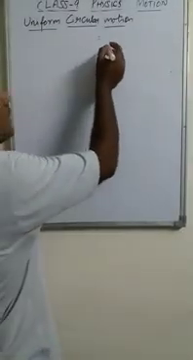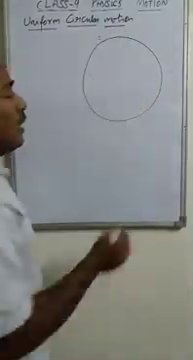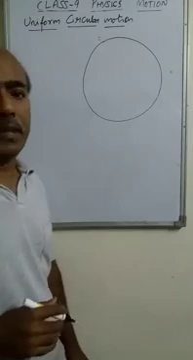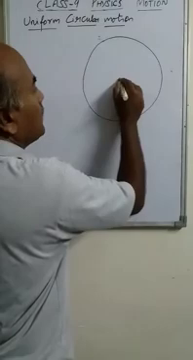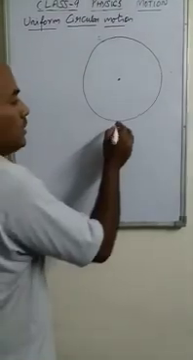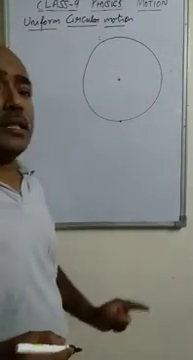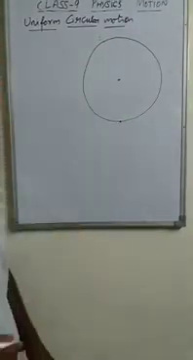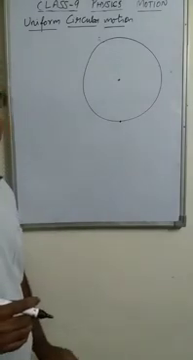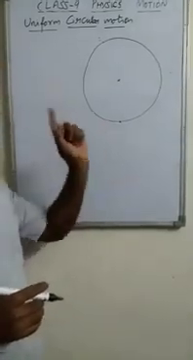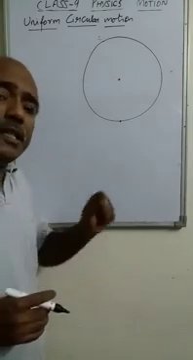Suppose this is the circular path and the object is moving along the circular path. This is the center of the circle, suppose an object is here. How does this object come along the circular path? To move along the circular path, while the object is moving, its direction of motion must change at every instant.